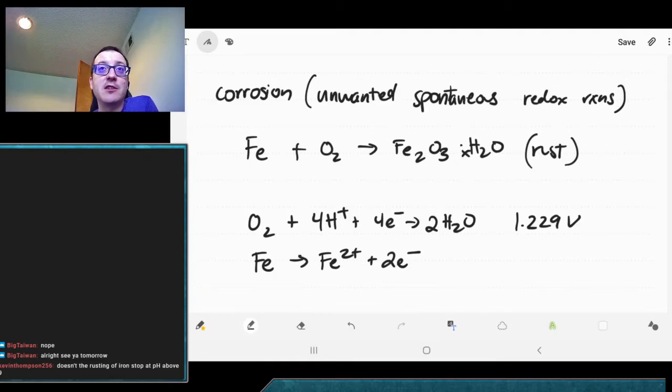So slightly basic conditions will still go for it, but if you go super basic, you'll stop the reaction from happening. So it is more favorable to have it in acidic conditions for sure, but it will still happen a little bit in slightly basic conditions.